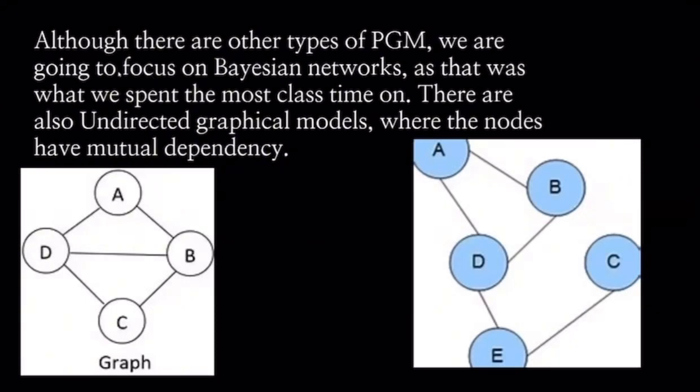Although there are other types of PGMs, we're focusing on Bayesian networks because we spent the most time doing that in class. And there are also undirected graphical models, like Markov random fields, where the nodes have mutual dependencies.